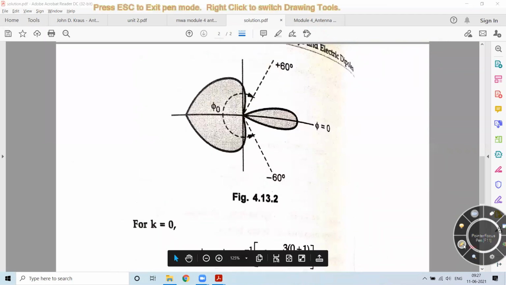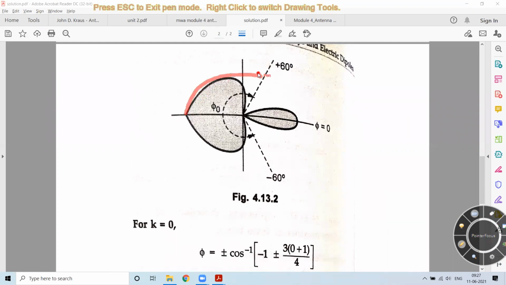And what about the beam width between the first nulls? If I start from the main beam, where is the first null occurring? If I move around, the first null occurs over here. And if I move in the other direction, the first null occurs here. So this overall angle is nothing but beam width between first null, or sometimes it is termed as first null beam width. You try to estimate what is the angle. It is nothing but 360 minus 120 degrees. That is, this 60 plus this 60 will be gone. So 120 degrees will be gone. So it will be around 240 degrees.